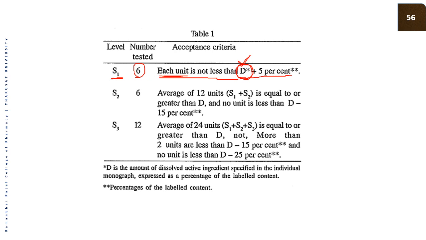If any of the units fails to meet this criteria, then we have to perform the dissolution with another 6 units, that is stage 2, right? We have to continue the dissolution test with another 6 units, and this time the acceptance criteria is the average of 12 units. So which 12? This 6 plus another 6. So the average of these 12 units is equal to or greater than D, right?